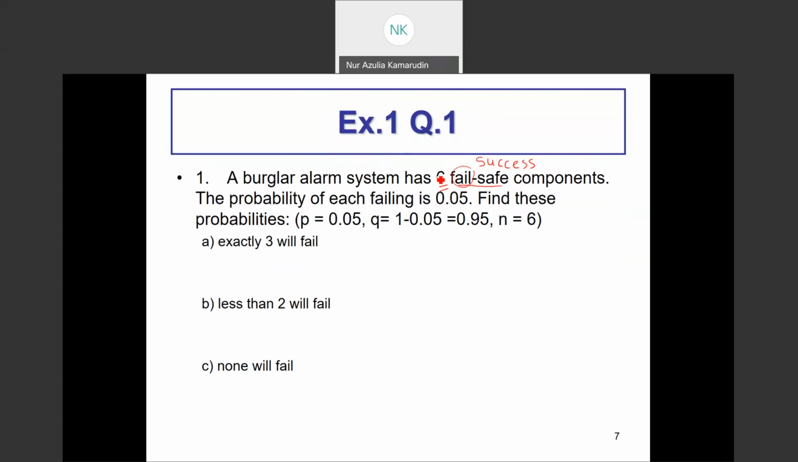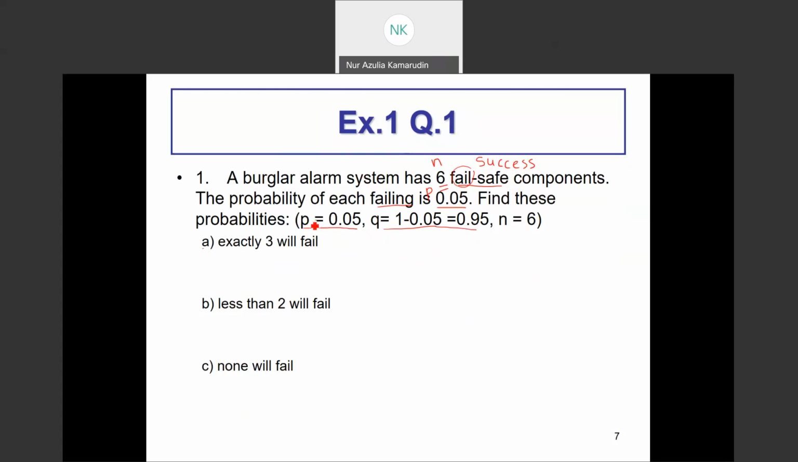So you have here your n components. Probability of each failing. Each failing, don't think this is your failure. This is actually the success. So you have here probability is 0.05. You want to find probabilities for questions A, B, and C. So write down all this information carefully.